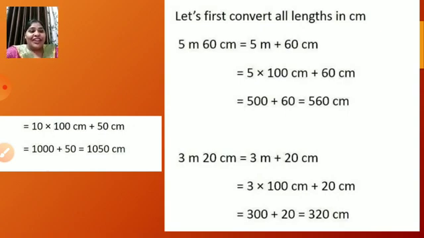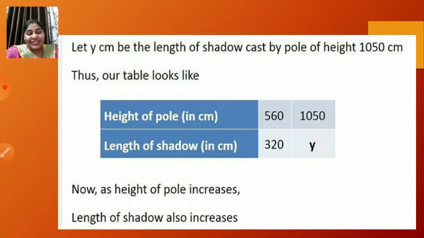So after converting, now let us proceed. So this is a table: first, the height of a pole was 560. And the shadow cast by it, the length of that shadow, is 320 centimeters. And now when the height of the pole is 1050, how much is the length of the shadow cast by it?